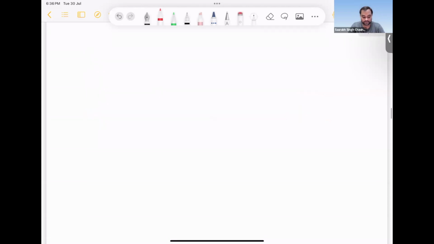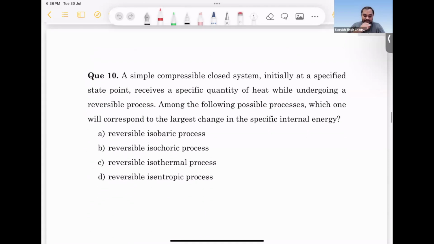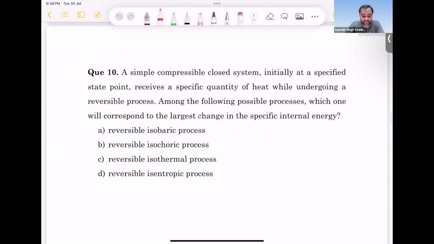Question 10. Question 10 says, a simple compressible closed system initially at a specified state point receives a specific quantity of heat while undergoing a reversible process. Among the following possible processes, which one will correspond to the largest change in the internal energy?